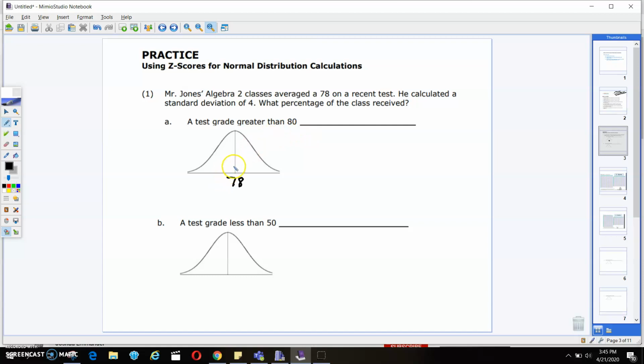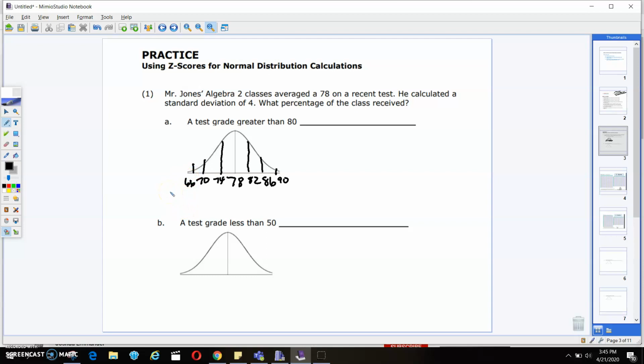So if we were going to create a normal distribution, which is what you learned yesterday, you would add 4 each time. So 78 plus 4, that would give you 82. 82 plus 4, that would give you 86. And then you would do the other side. And so this is kind of what you had set up yesterday, and you would go one more standard deviation.